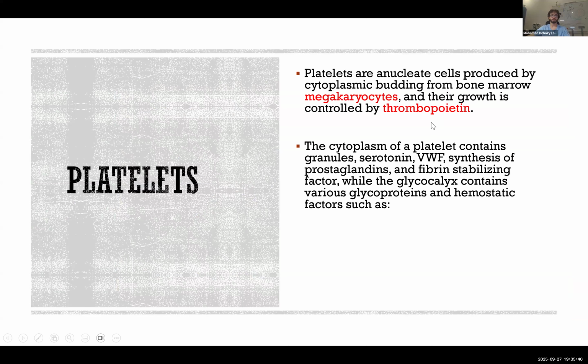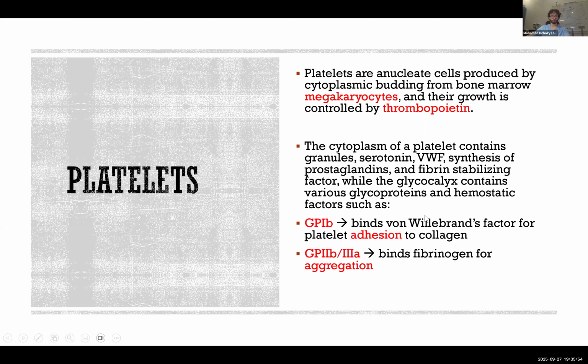And the cytoplasm of the platelet, like the cytoplasm of any cell, will contain granules, serotonin. In this case, an important thing, von Willebrand factor. We will talk about it in the coagulation segment. But what I want you to know from this is those two things in red. Glycoprotein 1b, glycoprotein 2b, 3a. Now, when we have platelets, what do we want platelets to do?